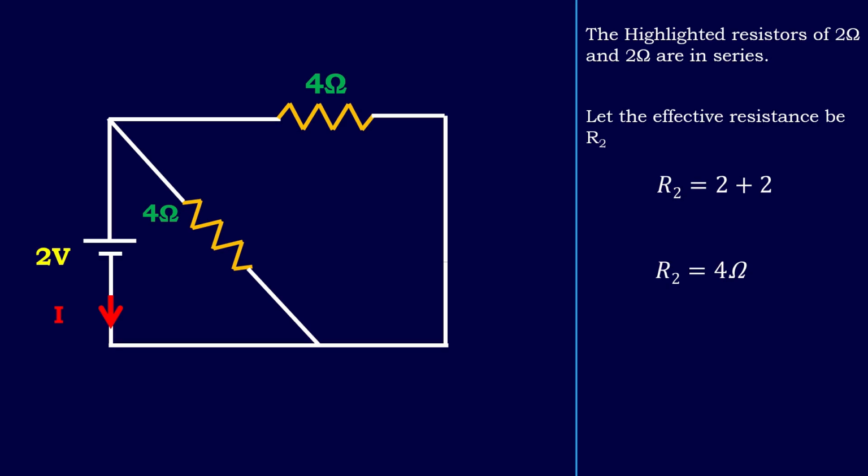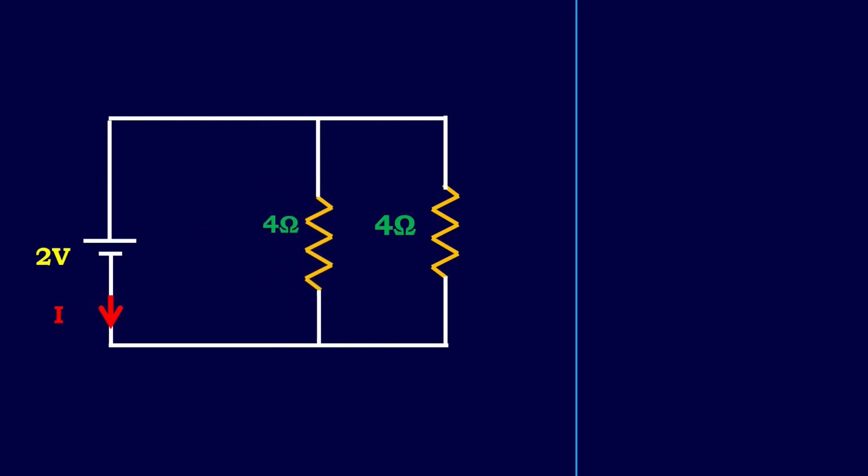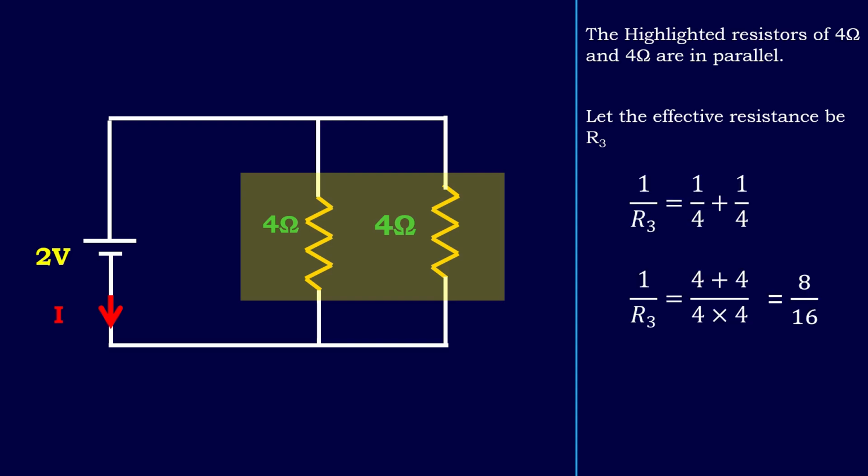Now, let us focus on the next step. By rearranging the circuit slightly, we observe that R2 and the 4 ohm resistor form a parallel combination, as highlighted. We replace this with an equivalent resistance, which we denote as R3. Evaluating this parallel combination, we obtain the overall resistance of the circuit as 2 ohms.